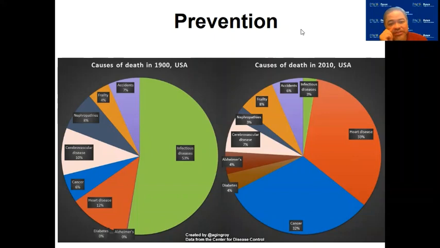If you look at the cause of death in 1900 in the USA, almost 50%, 53%, of them were caused by infectious diseases, followed by heart disease, cerebrovascular diseases, and others. But a century later, infectious diseases only account for 3%. The ones with the highest mortality rate are heart disease and cancer.